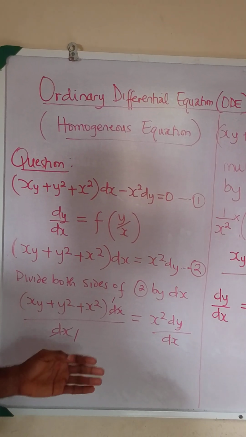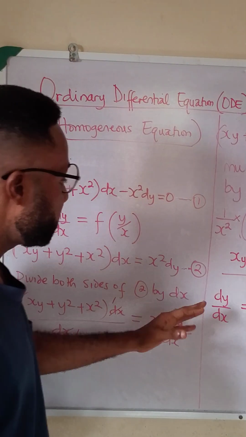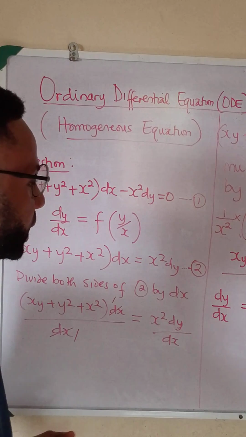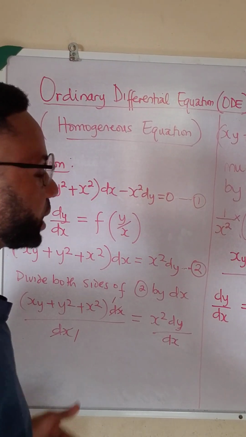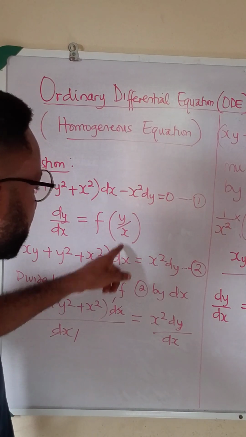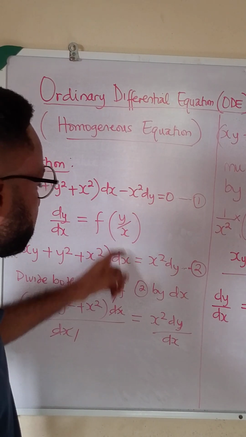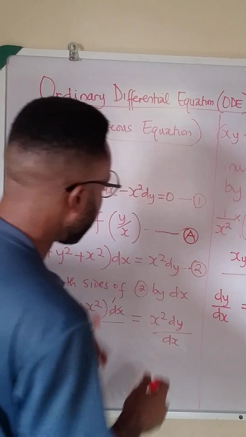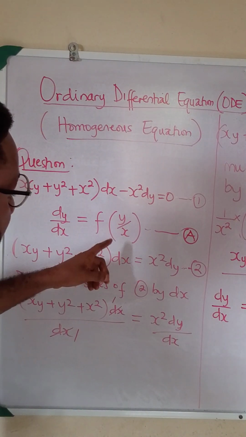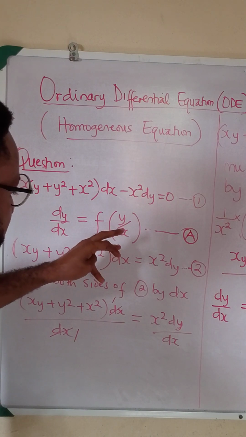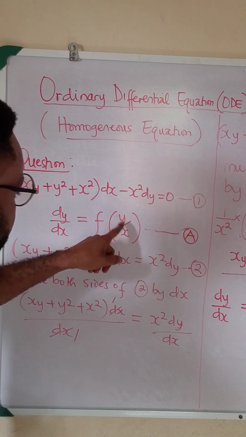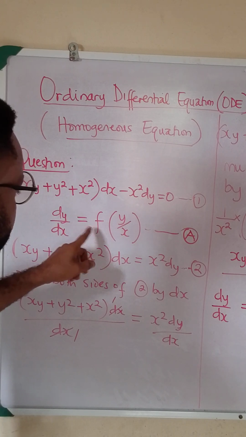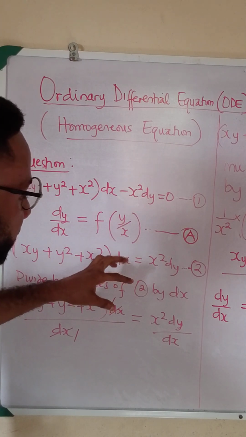Now, I said earlier that in a homogeneous equation you have to do a substitution, and that substitution entails making a mathematical statement. So at this point, let's call this equation A. At this point of equation A, we have that dy/dx is equal to a function of y over x.